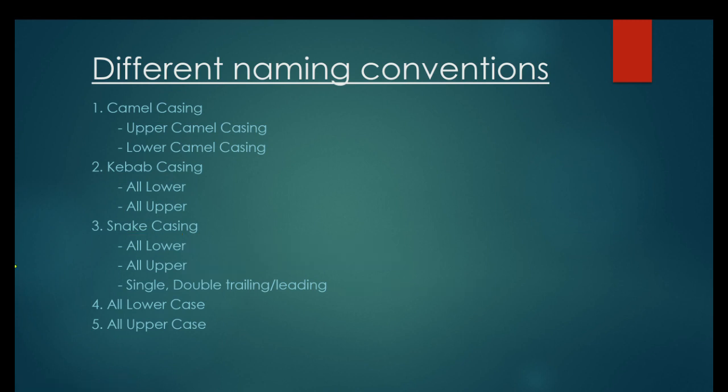Next naming convention is all lowercase. All lowercase means you will write down all the words in lowercase continuously. So this is all lowercase naming convention. Next one is all uppercase. So this is all uppercase. Now let's see how we use different kinds of naming conventions in Python.